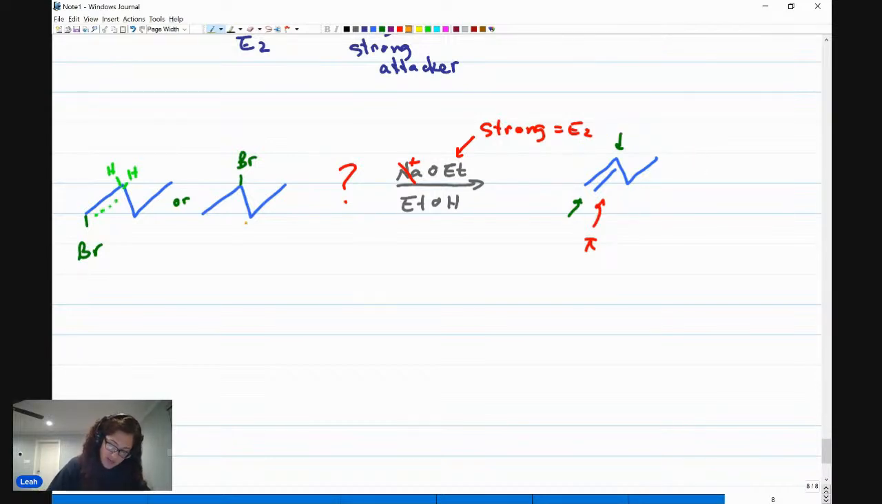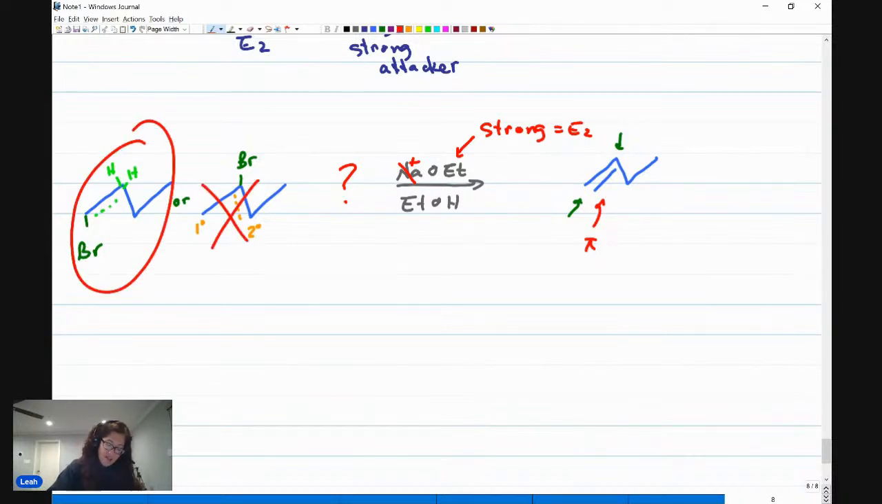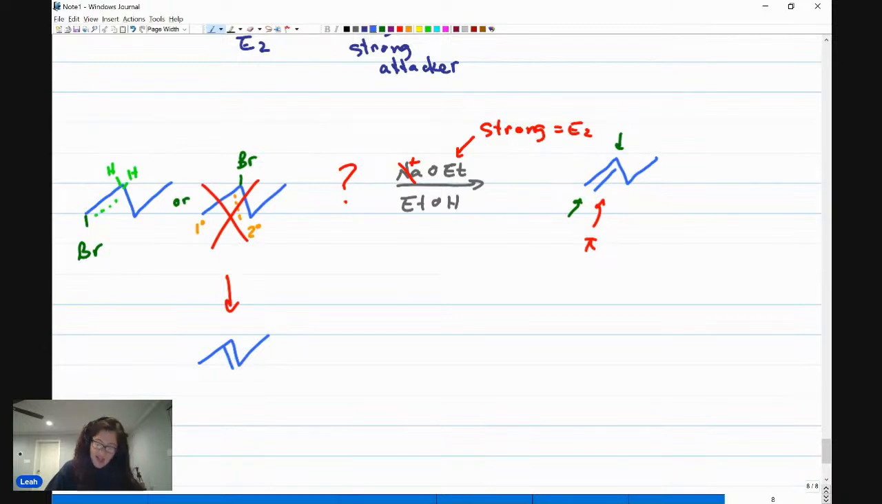For this one right here, I have a secondary and a primary. That means the pi bond would have gone here. That's not my product, so this is not my starting molecule. It had to be this one, because if I used this starting molecule and did an E2 reaction, I would have gotten this as my major product, and that is not what I am given here. So let me know if this helps. Let me know if you have any questions on this.